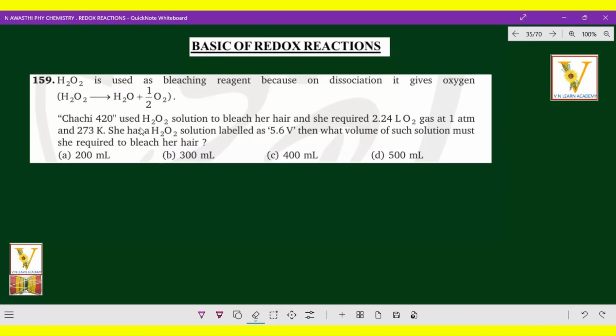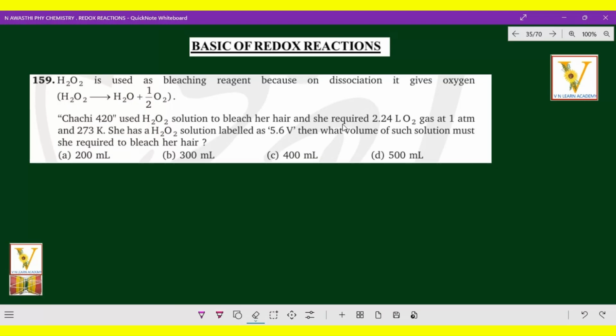The next question: hydrogen peroxide is used as a bleaching reagent because on dissociation it gives oxygen. H2O2 gives H2O plus half O2. In the related question they are asking: Chechi 420 used H2O2, hydrogen peroxide solution, to bleach her hair, and she required 2.24 liter of oxygen gas at 1 atmospheric pressure and 273 Kelvin. She has a hydrogen peroxide solution labeled as 5.6 volume. Then what volume of such solution must she require to bleach her hair?